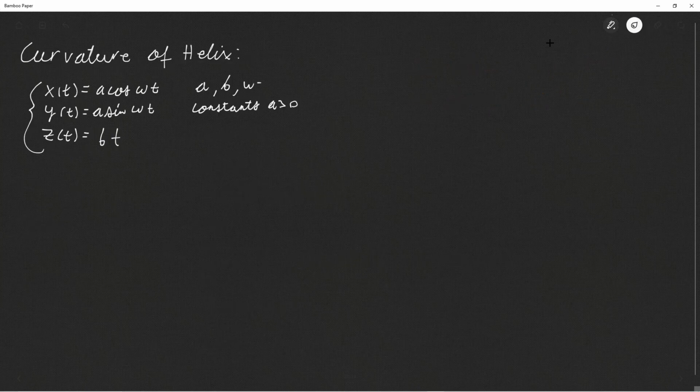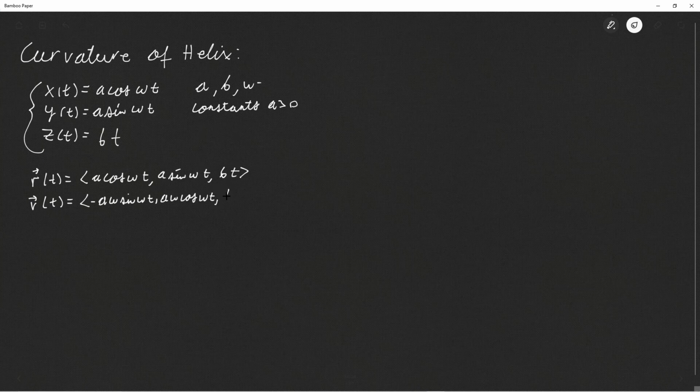So now we're going to find the curvature of a helix. So we're going to start off with finding our position vector, which is just going to be equal to a cosine omega t, a sine omega t, and rho t. And now we'll find our velocity vector. Negative a omega sine omega t, a omega cosine omega t, and then just rho.